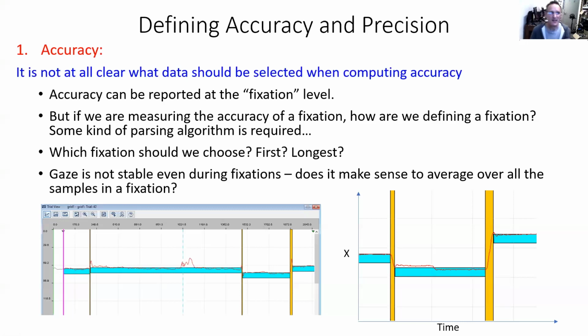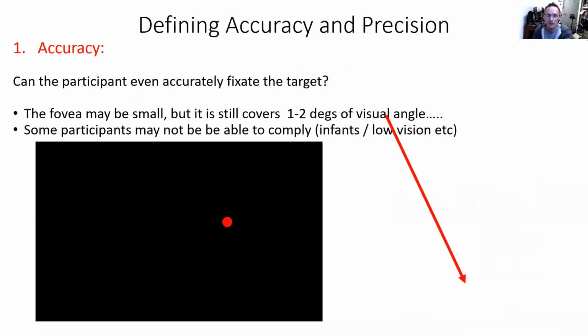But does it make sense to talk about the accuracy of a fixation, or should we just talk about the accuracy of samples? If we're just talking about samples, which samples should we choose? These are not straightforward questions to answer. I'm just pointing out that they are there implicitly in any attempt to measure accuracy. At some point, you're going to have to choose which bits of your data you measure accuracy over. And that choice will have an impact on the values that you produce.